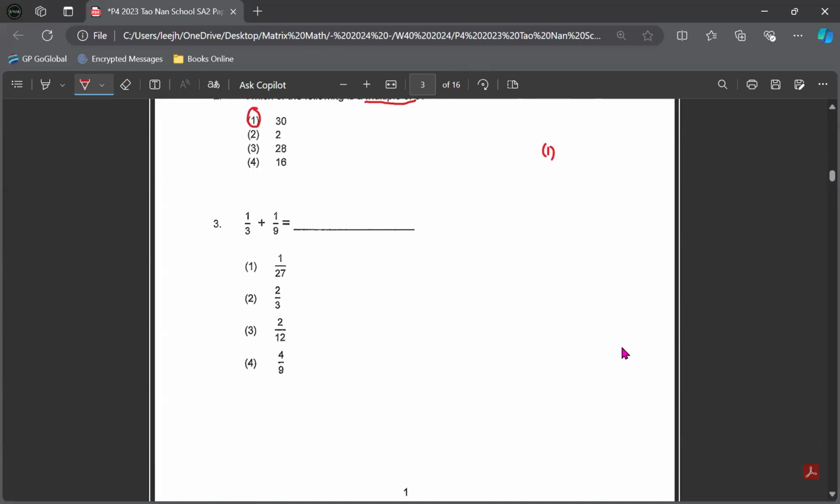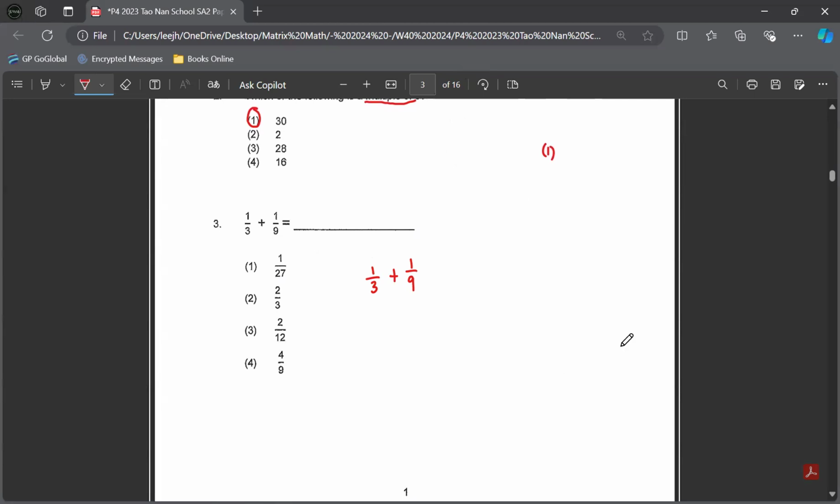Question 3, 1/3 plus 1/9 equals to what? So this one, please do your working out. Please do your working at the blank space provided. I don't want you all to squeeze inside this equation here, okay? Not advisable. So better to write it out so that you can do the working clearly.